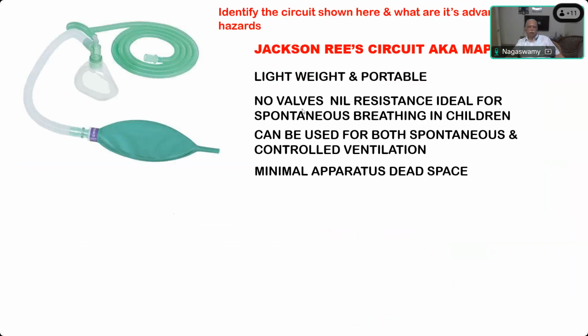Lightweight and portable, no valves, nil resistance, zero resistance actually, and can be used for both spontaneous ventilation as well as controlled ventilation. As I told you, by closing this tail you can squeeze the bag and give positive pressure ventilation, release the tail, and the exhalation will occur through that. And it has minimal apparatus dead space. These are all the advantages of this circuit. What are the hazards of using this circuit?